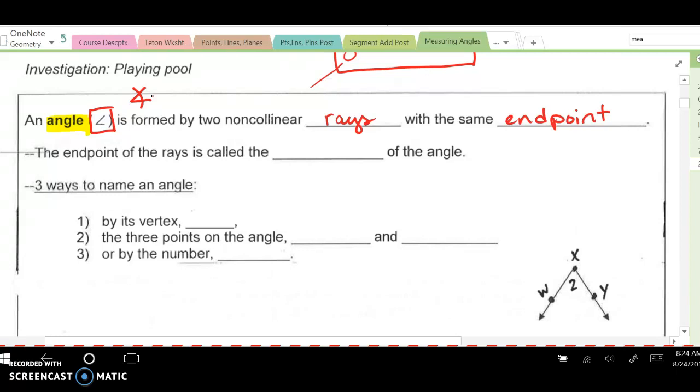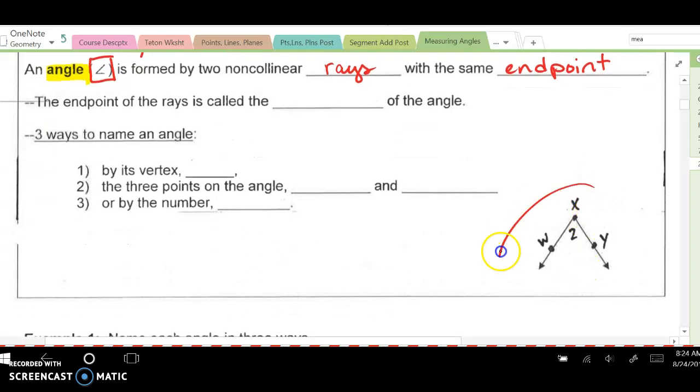Okay. So here we have an angle down here at the bottom. You can see we have two rays. We have ray XW going that way and ray XY going this way. So two separate rays, but they both start at point X. That's technically the definition of an angle. The endpoint of the rays, you might already know, is called a vertex. Point X is the vertex.